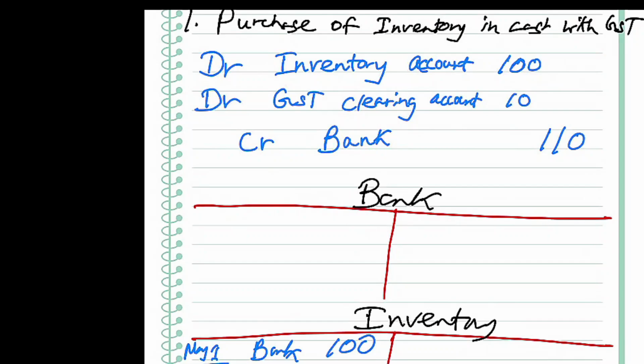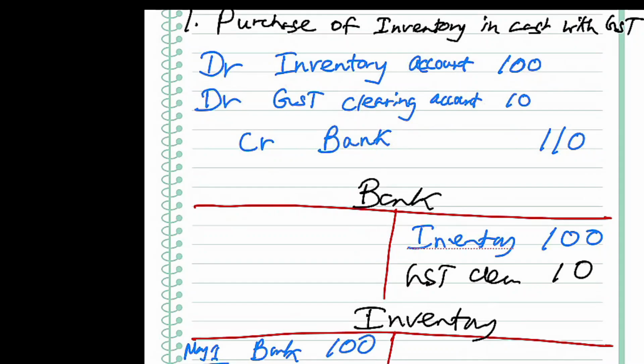Then what should have been the double entry? Bank should have been debited 10, from GST clearing, and from the inventory 100 in the bank. That should have happened, shouldn't it? Because 100 is coming from the inventory to the bank, another 10 is coming from GST clearing to the bank. You agree with me?